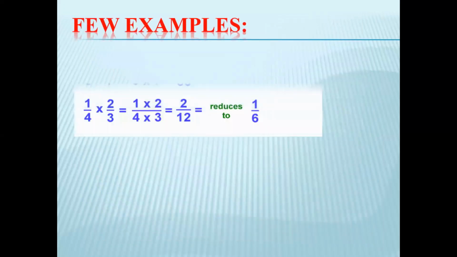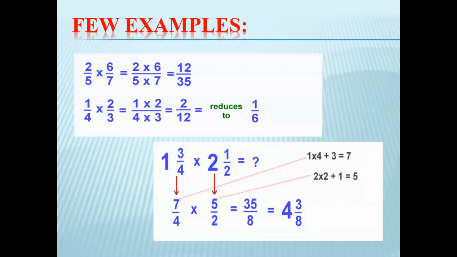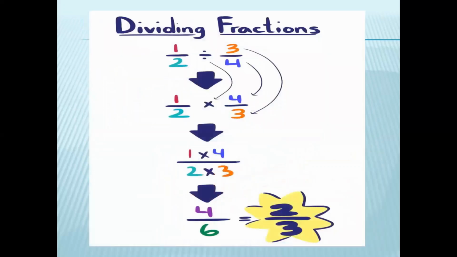Let us see some examples. 2 by 5 into 6 by 7, multiply numerators together, denominators together. If it is getting simplified further, divide it. In the same way, in the next example, 1 by 4 into 2 by 3, we get 2 by 12, which reduces to 1 by 6.